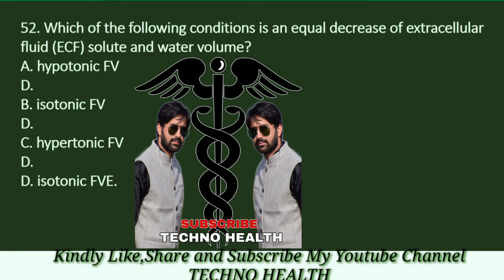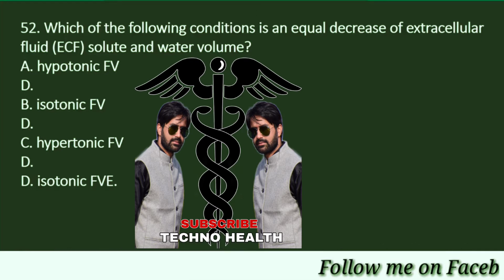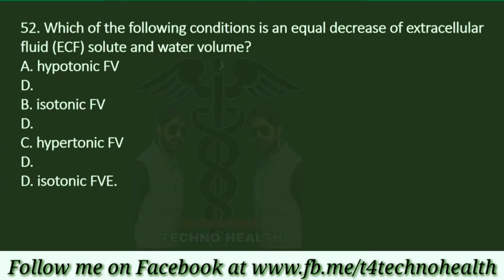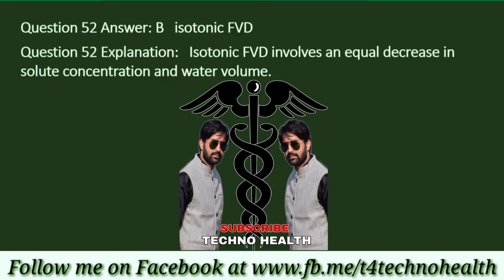Question 52. Which of the following conditions is an equal decrease of extracellular fluid, ECF, solute and water volume? A. Hypotonic FVD, B. Isotonic FVD, C. Hypertonic FVD, D. Isotonic FVE. Question 52. Answer: B. Isotonic FVD. Question 52. Explanation: isotonic FVD involves an equal decrease in solute concentration and water volume.